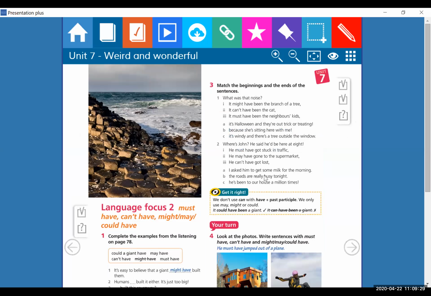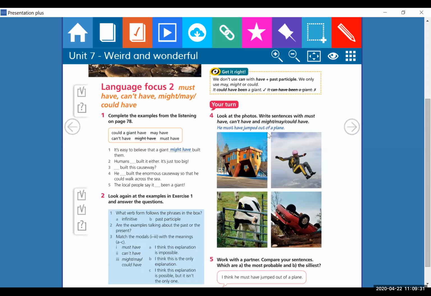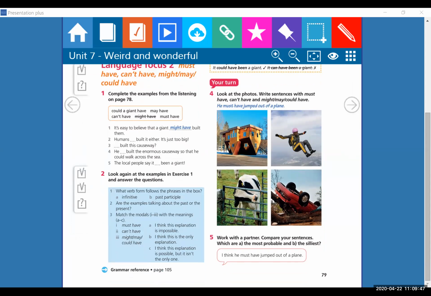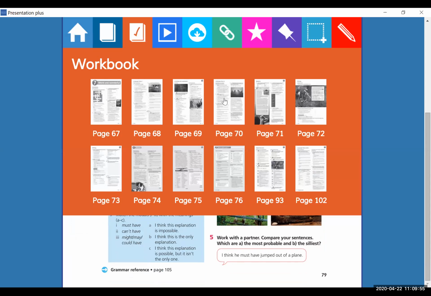Okay, so guys, as a last item on this page, please look at the photos and write sentences with must have, can't have, may have, might have, could have in your notebook as homework, okay? This part, fourth exercise, is set as homework on page 79 in your student book, okay? Thank you. So now let's go to the workbook.